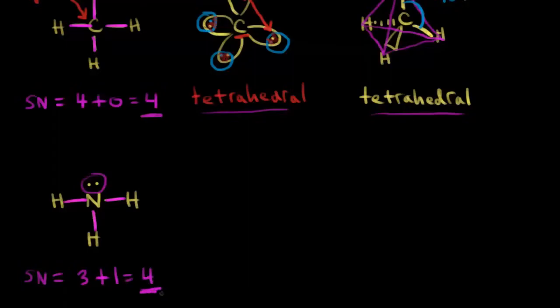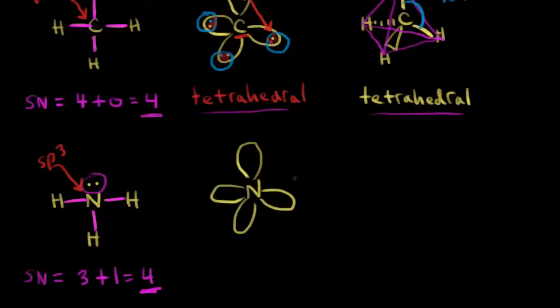So I need 4 hybridized orbitals. And once again, when I need 4 hybridized orbitals, I know that this nitrogen must be sp3 hybridized because sp3 hybridization gives us 4 hybrid orbitals. And so let's go ahead and draw those 4 hybrid orbitals. So we would have nitrogen, and let's draw in all 4 of those. So 1, 2, 3, and 4. Those are the 4 hybrid orbitals.